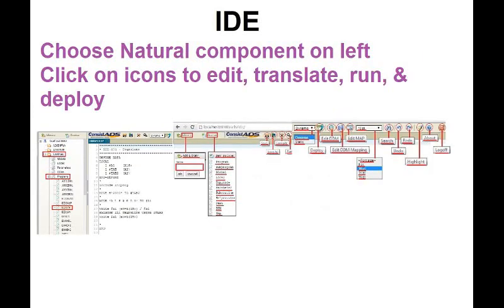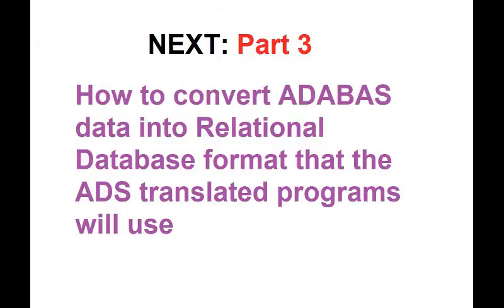By choosing a natural component in the left column of the screen and then clicking on the various icons, you can edit, translate, run, and deploy the natural programs. We will now describe how to convert ADABAS data into relational database format that the ADS translated programs will use.